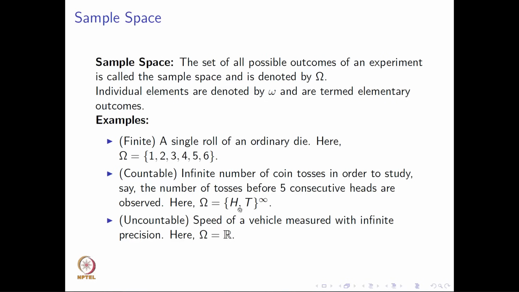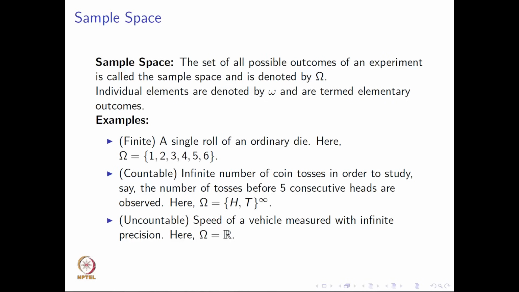In the second example, the experiment consists of tossing a coin repeatedly until a specified condition is observed. Here we are looking to observe 5 consecutive heads before terminating the experiment. The sample space here is countably infinite. The individual elements are represented using a sequence of H's and T's, where H and T stand for heads and tails respectively.